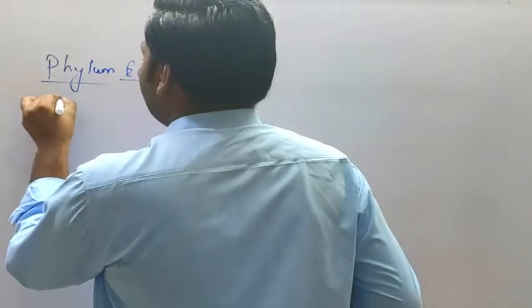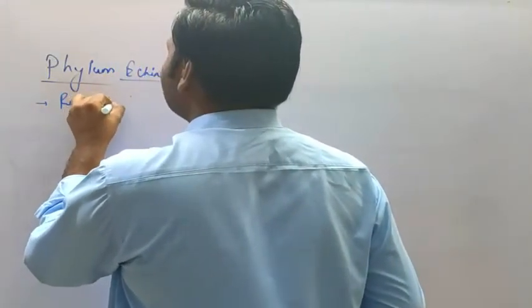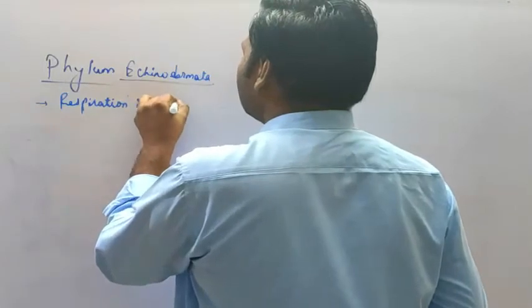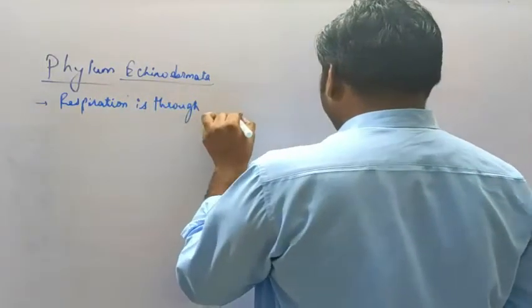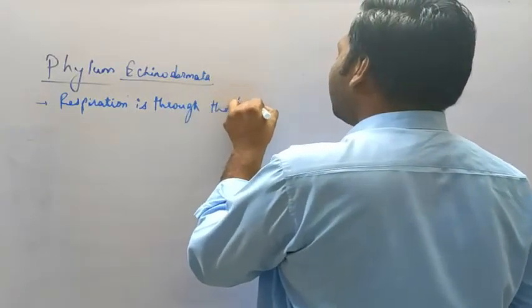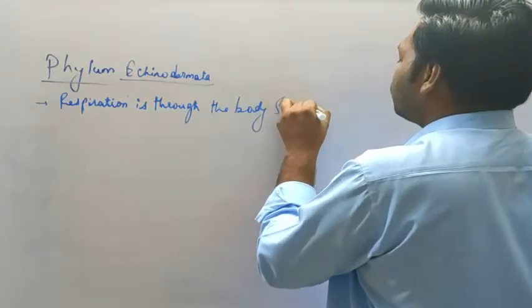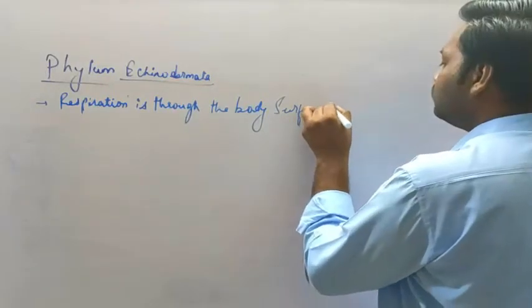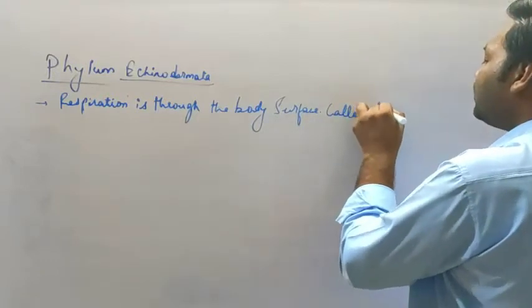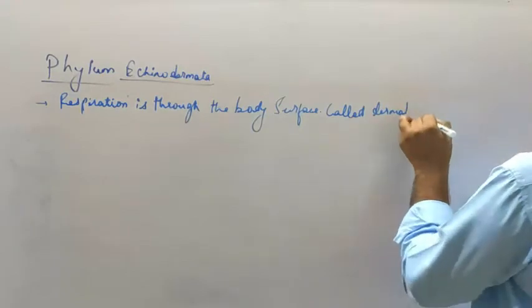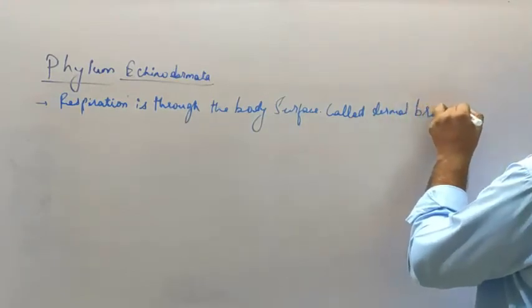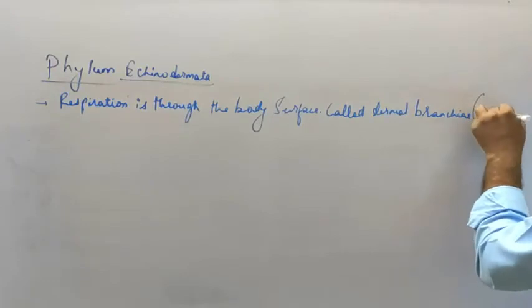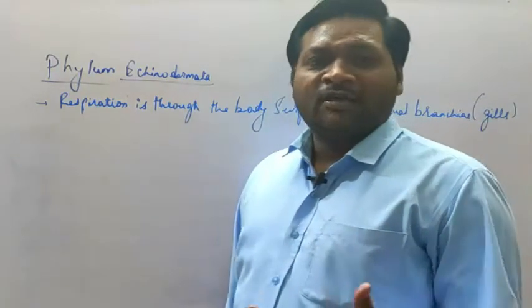The next, respiration. What type of respiration can be seen, or how is respiration taking place in these animals? Respiration is through the body surface, called dermal branchiae, which are also referred to as dermal gills. You can write gills in brackets. As I told you, branchial type of respiration is through the gills.